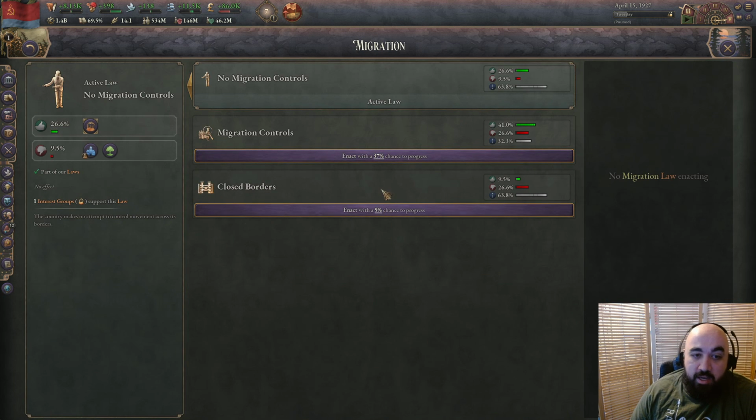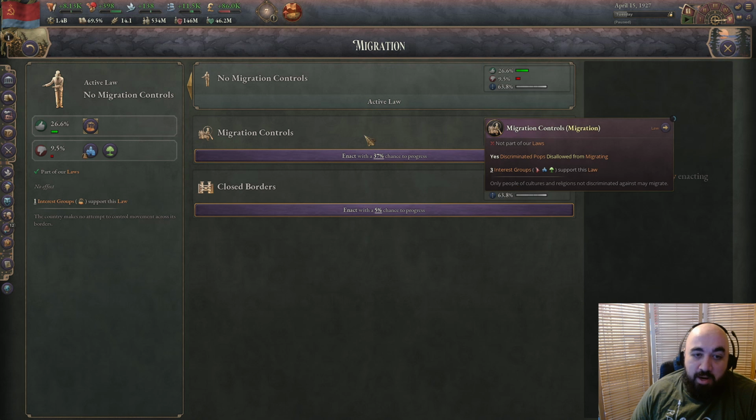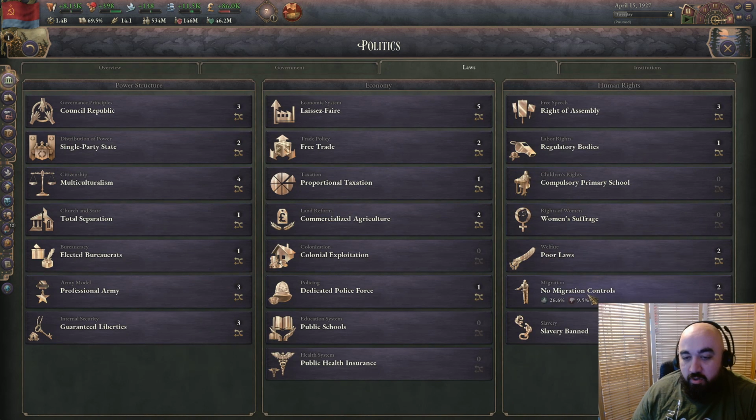For migration, I think no migration controls is best, mainly because of the new Colossus journal entry, but once you are not discriminating against anyone, I think migration controls, it's basically the same thing, specifically for some countries that have a ton of discrimination. To avoid an exodus from your country, I think migration controls could be a decent shout.